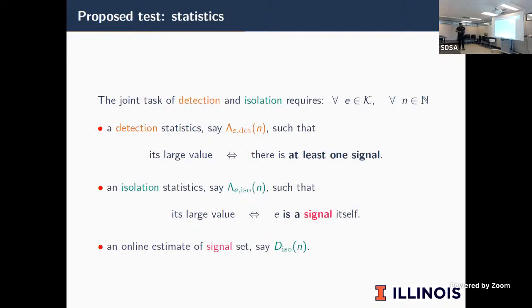Since we have a joint task of detection and isolation, the natural thing that comes to mind is that we want detection statistics, which we call lambda_e^det(n), for every unit e. Its large value will imply that there is at least one signal. And an isolation statistic, lambda_e^iso, such that if it is large, that tells me that e is a signal itself. And also we want an online estimate of the signal set, D^iso, that will estimate the true signal set A_P. So these three components we need to design our proposed test.